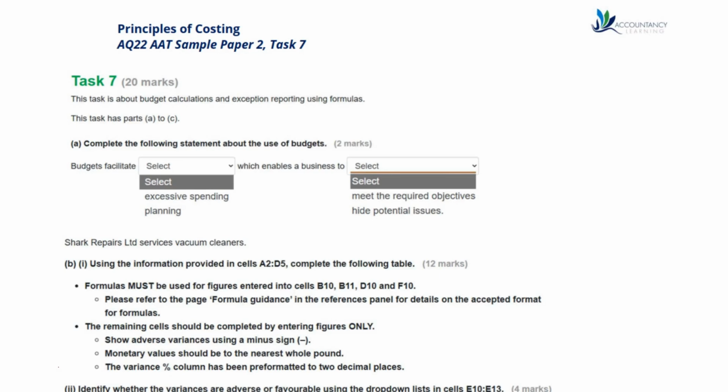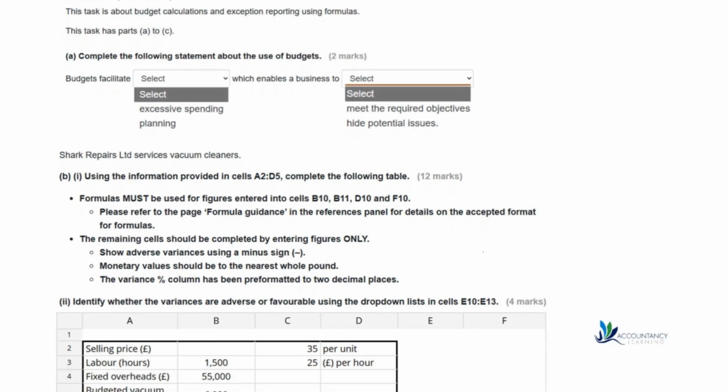I'm Sarah, and in this video I'll take you through the Principles of Costing sample paper 2 task 7. So task 7 is about budget calculations and exception reporting using formulas. For part A, we have a statement that we need to complete.